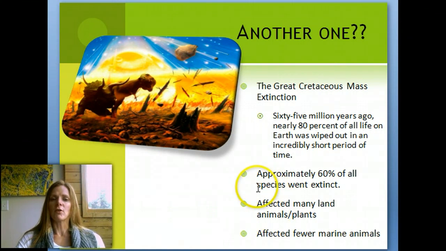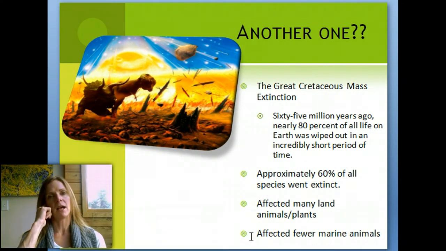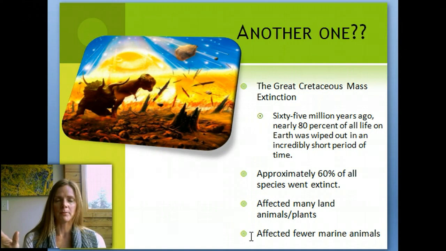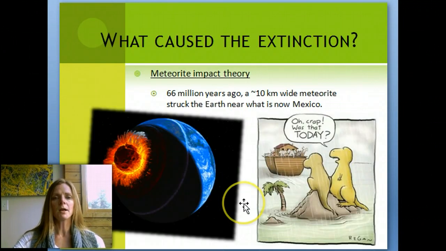Approximately 60% of all species went extinct, affected many land animals and plants, and affected fewer marine animals. So actually, out of the 80% of the life that was wiped out, most of that 20% that still survived this mass extinction were marine animals. Okay? So what caused the mass extinction?